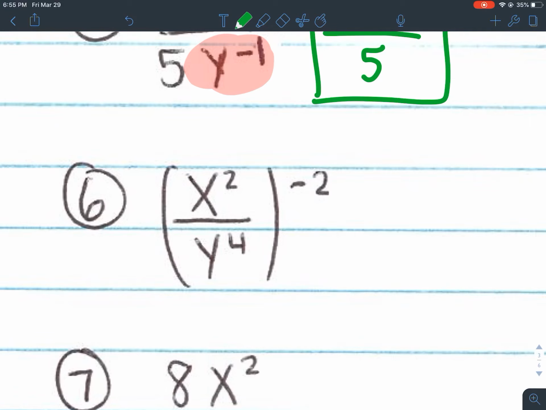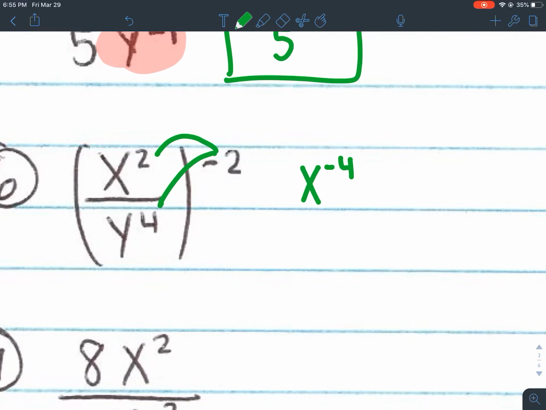Okay? Number 6 is different. I have parentheses. So you need to distribute that exponent. Make sure you distribute it to everything. So you're going to distribute it in the numerator, and that's going to become x to the negative 4. You're going to distribute it to the denominator, and that's going to become y to the negative 8.